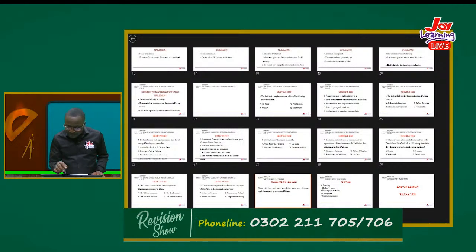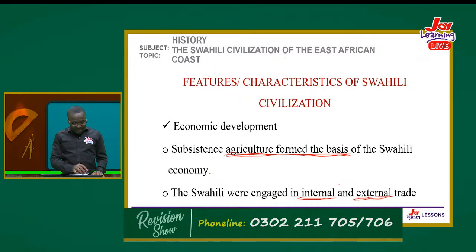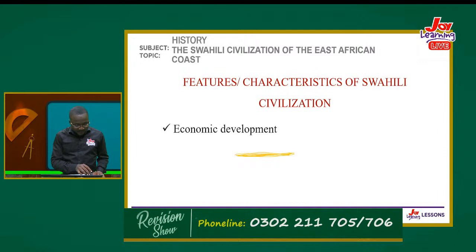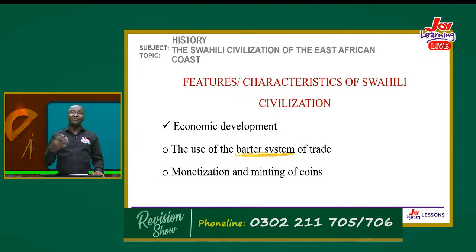All right, so we are back to what we're discussing. We said that the trade in Swahili was based on barter in the sense that they exchanged goods for goods. Goods were brought from elsewhere and they exchanged them with goods on the Somali coast.